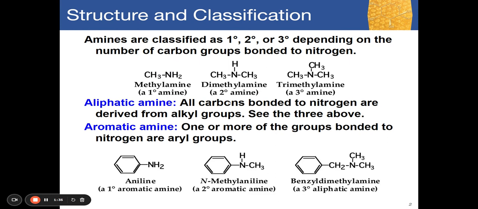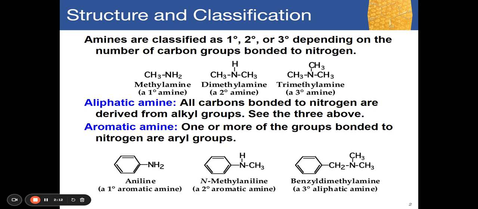The second example is a nitrogen with two carbon groups bonded to it. Remember that when you see this type of structure, CH3, your nitrogen is directly bonded to your carbon instead of your hydrogen. You might get confused because the atom next to your nitrogen is hydrogen, but it is directly connected to your carbon, right here. So this is dimethylamine, and this is a secondary amine because again, it is bonded to two carbons and one hydrogen.